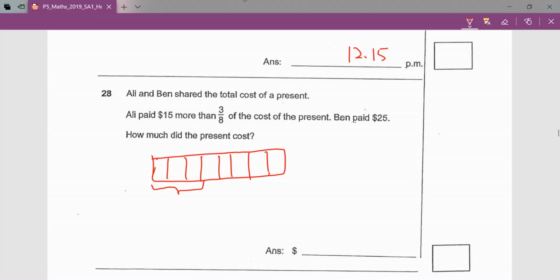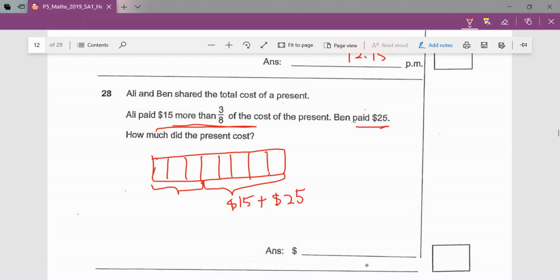3/8 of the cost of the present, and Ali paid $15 more than that. Somewhere here is the $15, as well as Ben paid $25. This is 3/8. So that's why this one is equal to the 5/8, the remaining 5/8.